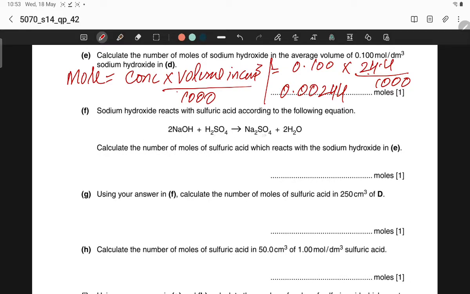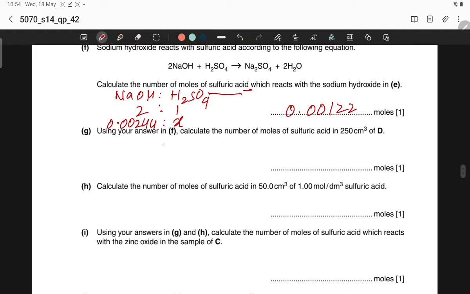Sodium hydroxide reacts with sulfuric acid according to the following equation: sodium hydroxide plus sulfuric acid to form sodium sulfate and water. Calculate the number of moles of sulfuric acid. We have moles of sodium hydroxide, so we can predict from this equation by using the mole ratio. Sodium hydroxide 2 moles, sulfuric acid 1 mole. So 2:1, and we have moles of sodium hydroxide 0.00244, ratio x. So this is equal to 0.00122 mole.